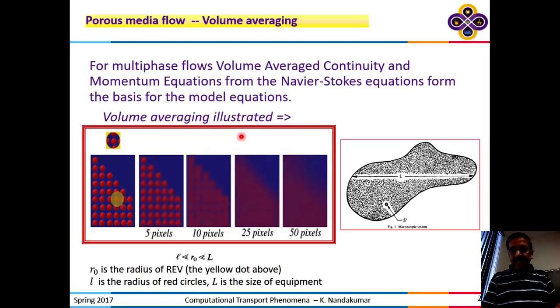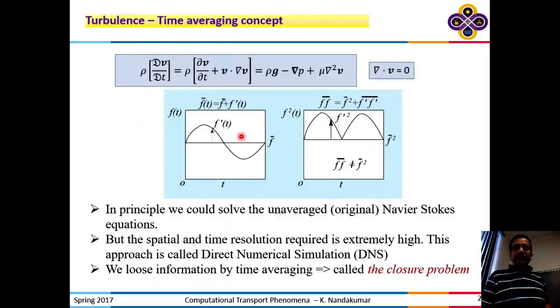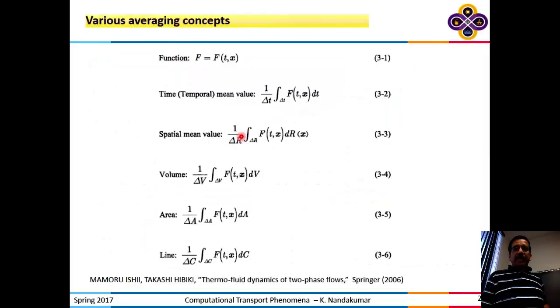But mathematically, is that clear? You understand what I mean? Mathematically, that operation is done by equation 3.3. Take that function, integrate it over the volume, divide it by the volume. That gives you a mean value at that point. You can then move that point by a micron and repeat the process using that yellow circle.